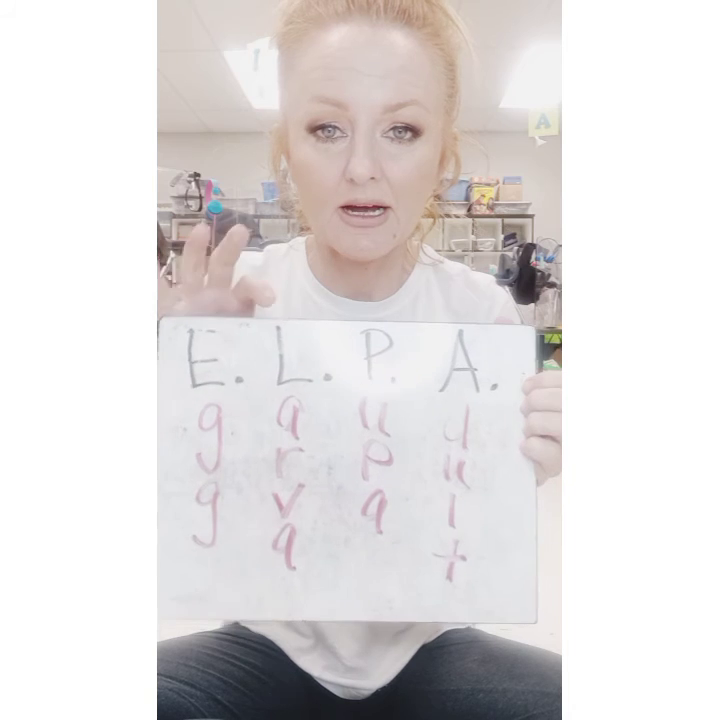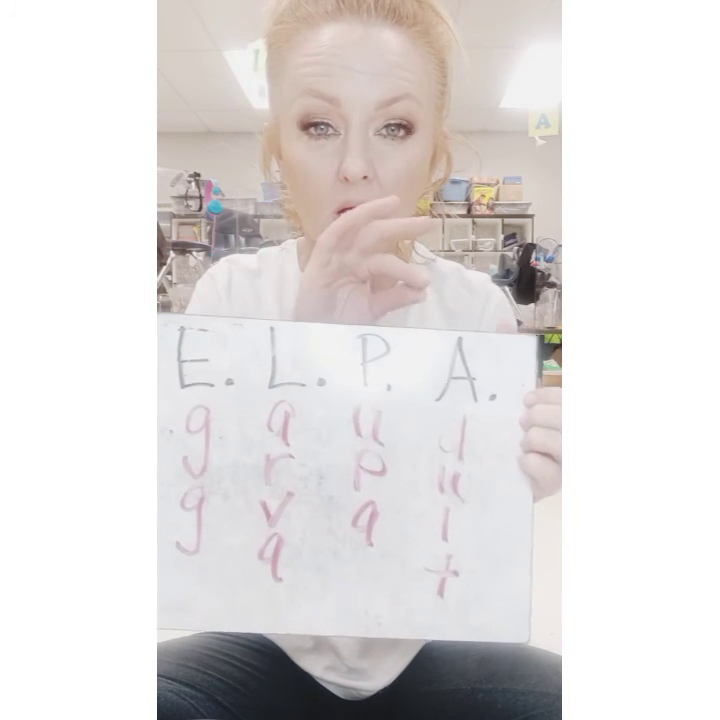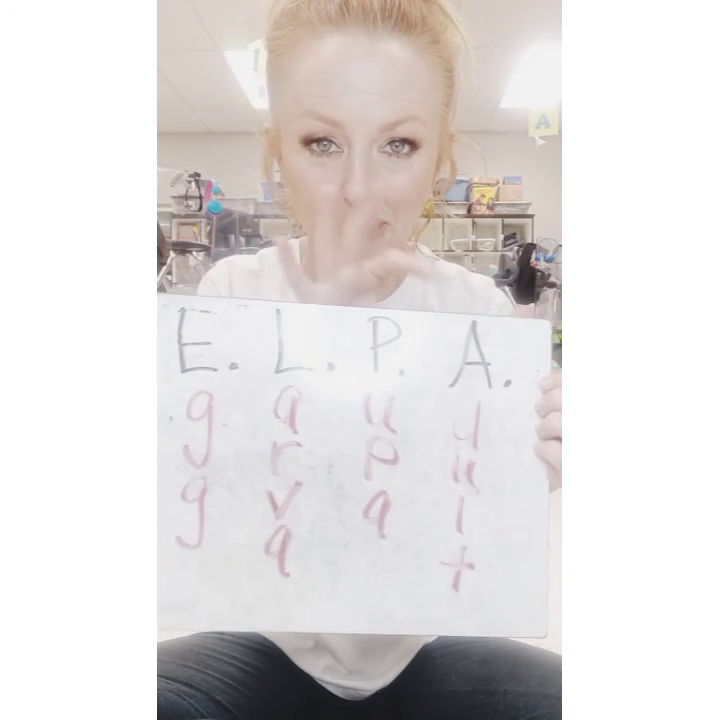And again, today's focus was I can learn the names of the 4 stages of a complete metamorphosis. Egg, larva, pupa, adult. ELPA: egg, larva, pupa, adult.